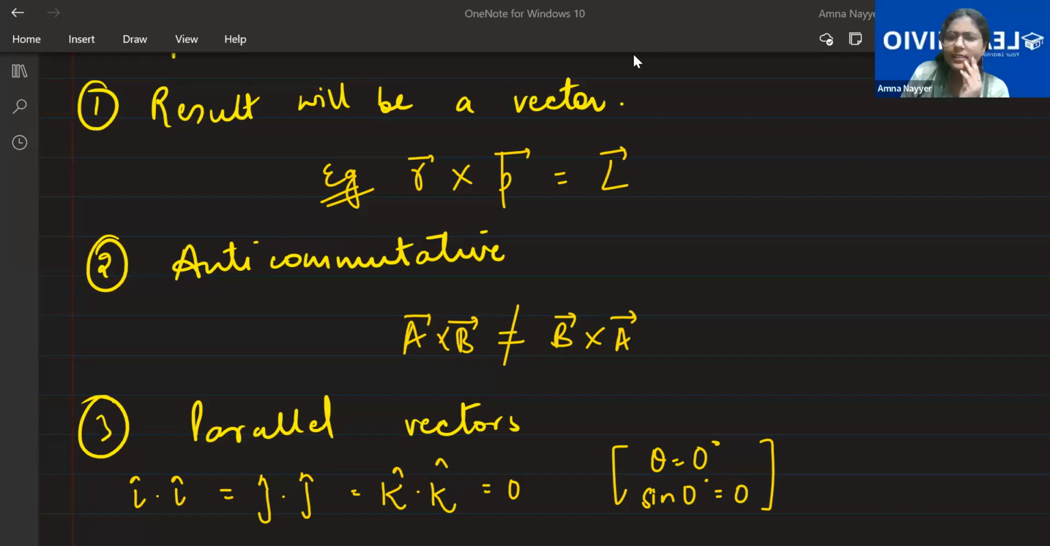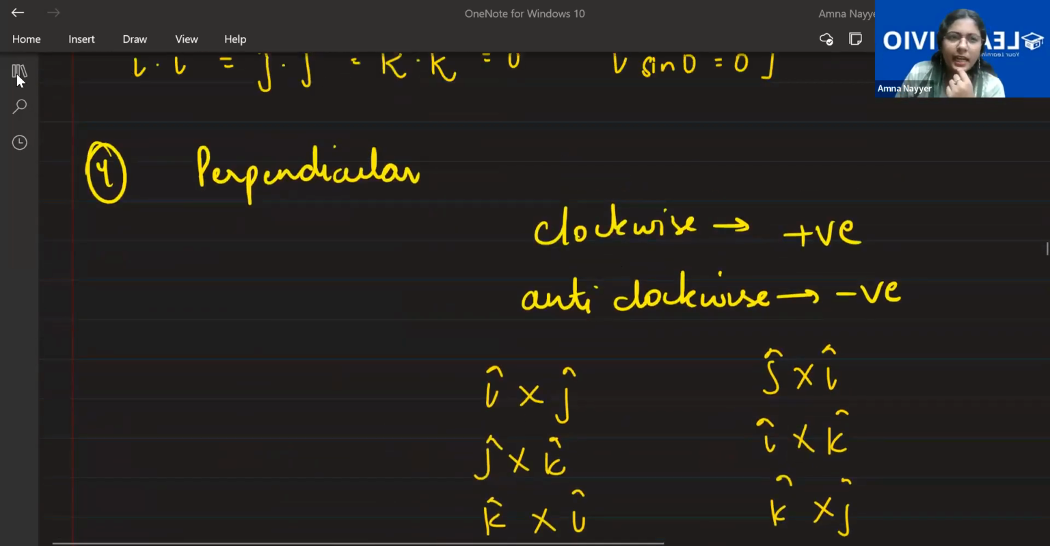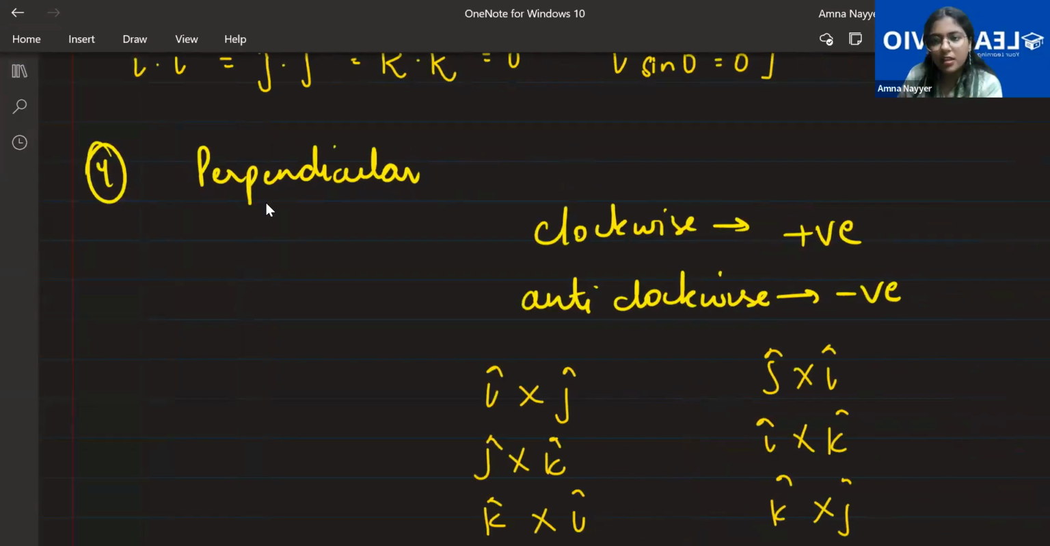Okay, then I'll stop here today. In the next class, I'll continue with the perpendicular case and how to solve cross product. After that, we'll come straight to the chapter in the next class itself, because it's just cross product and then angular. I'll start with the angular projection first, and then we'll do the horizontal projection.